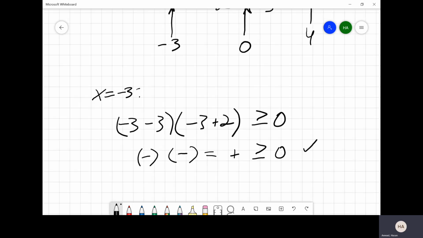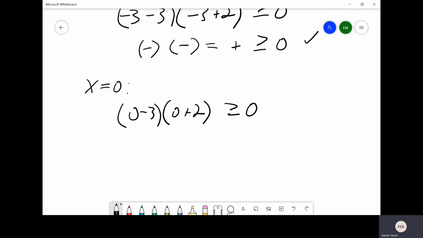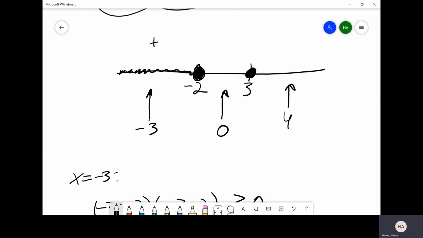Okay. So now we have to check x is equal to 0 because that was our middle test point. So x is equal to 0: 0 minus 3, 0 plus 2 greater than or equal to 0. Well, 0 minus 3, really easy, right? We know that's going to be a negative number. 0 plus 2, that's going to be a positive number. And a negative times a positive is going to be a negative number. And is a negative number greater than or equal to 0? No, right? So this one does not work, which means that our middle interval from negative 2 to 3 is not going to be part of our solution set.